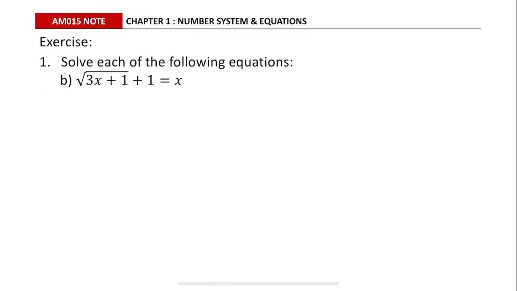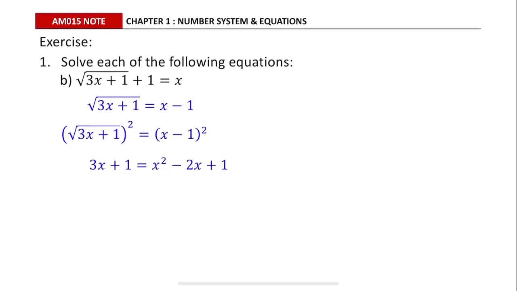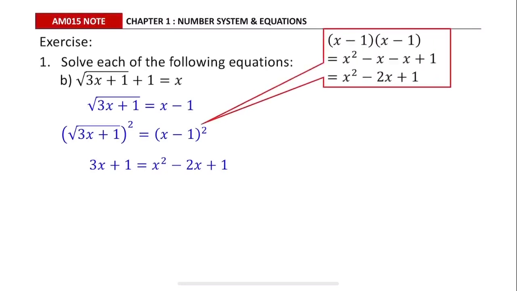This question also has only one surd. So make sure that only the surd is on the left side. The rest are on the right side. Then squaring both sides, we get a quadratic equation. The quadratic on the right hand side comes from the expansion of x minus 1 squared. Then simplify the quadratic first before we factorize it to get the answer.